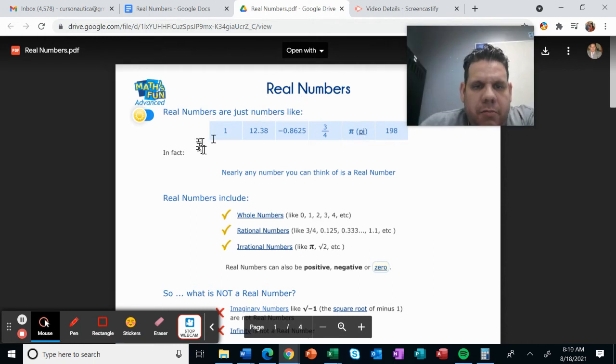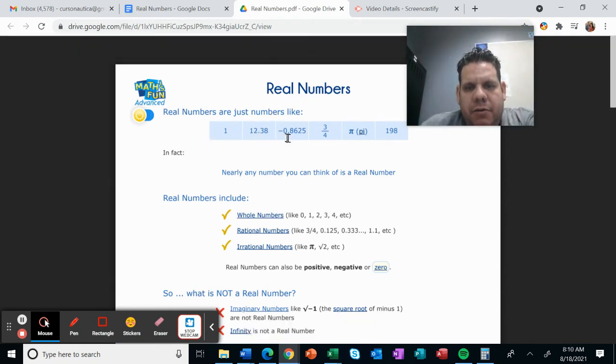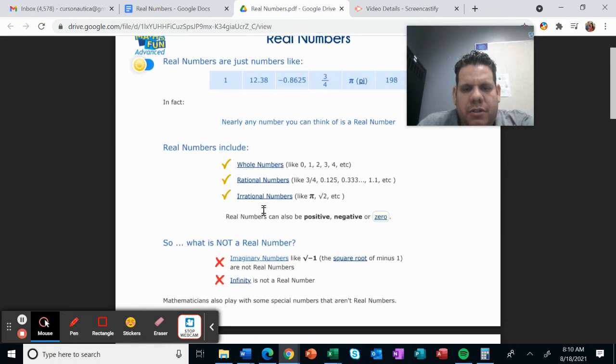All right, numbers like 1, 12.38, negative 0.8625, 3/4, pi, 198, they are just numbers like they are real. Nearly any number you can think of is a real number. Numbers include, as I told you, whole numbers, rational, and irrational numbers. Real numbers can be positive or negative or even the zero.